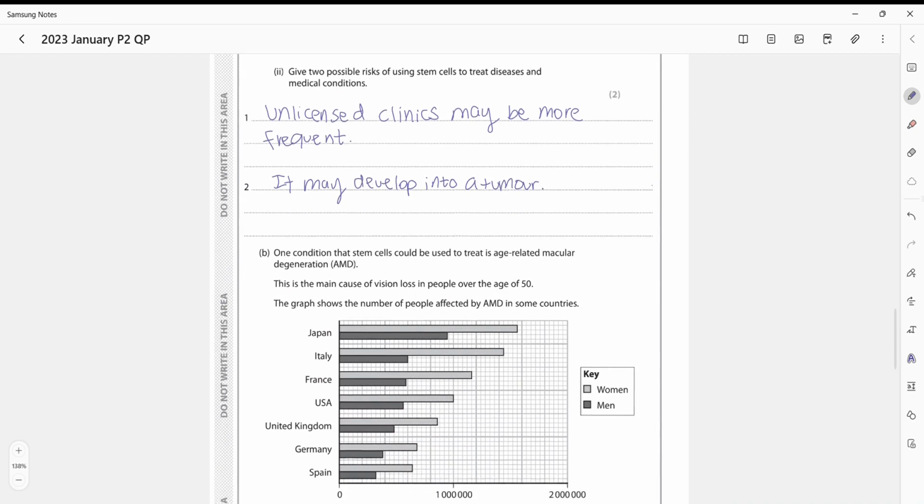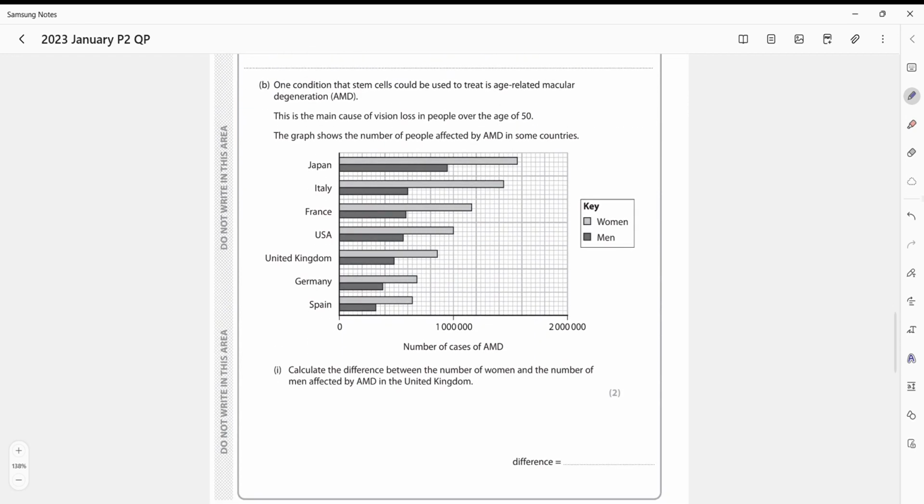All right, let's look at part B. One condition that stem cells could be used to treat is age-related macular degeneration, or AMD. This is the main cause of vision loss in people over the age of 50. The graph shows the number of people affected by AMD in some countries. Part 1 says calculate the difference between the number of women and the number of men affected by AMD in the United Kingdom. For this question, we're only looking at the United Kingdom.